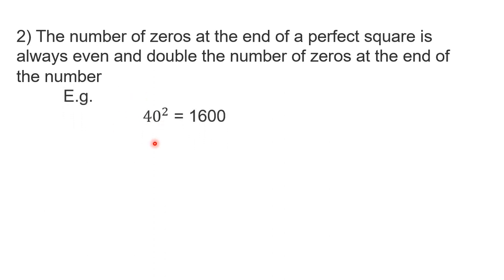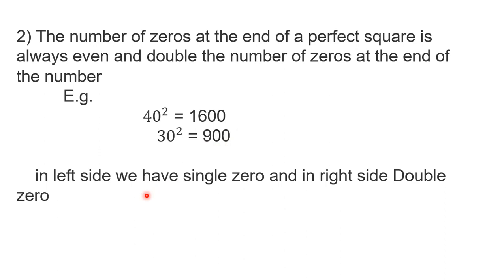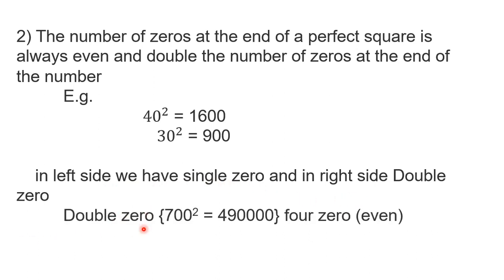For example, 40 square is 1600. This number has 1 zero, its square number has double zeros. If a number ends with 1 zero, its square number ends with double zero. Here we can say, on the left side we have a single zero, and on the right side we have double zero for square numbers. Now we are taking 700.